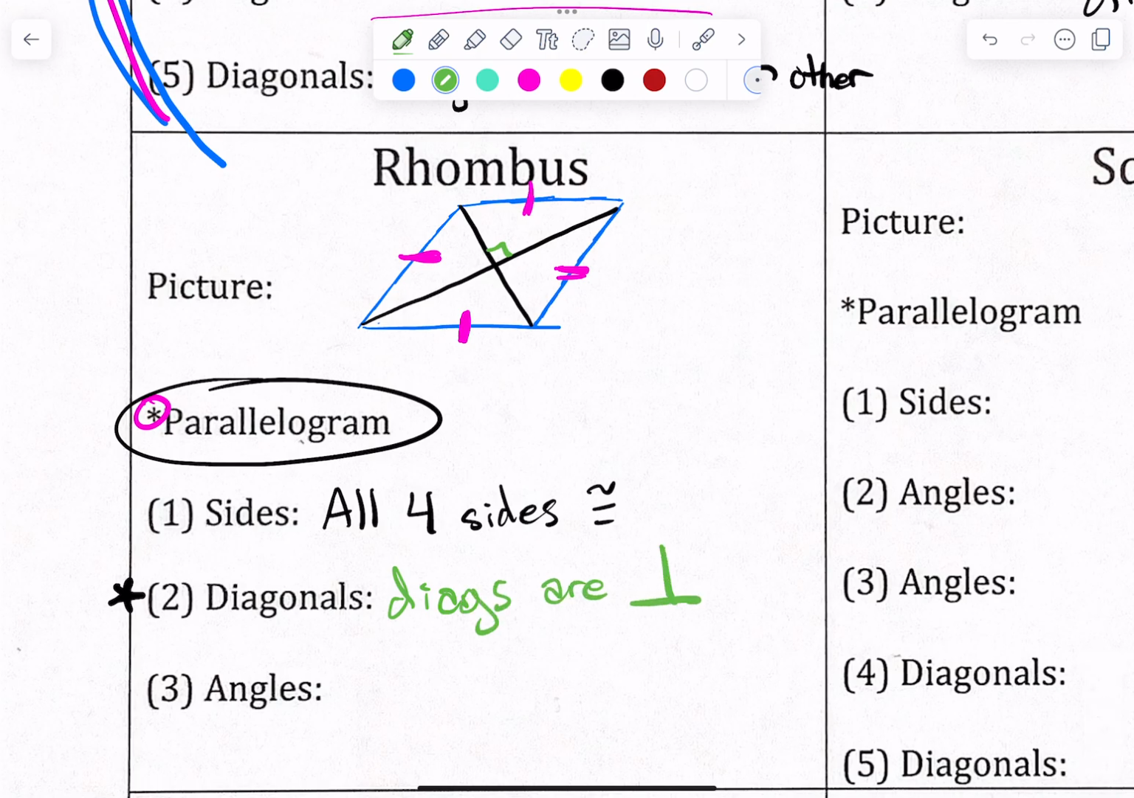And the symbol for perpendicular is an upside down T. Did you know that? So the diagonals are perpendicular. They make 90-degree angles when they come together, which is not true in a rectangle, and it's not true in a regular old parallelogram. Okay?